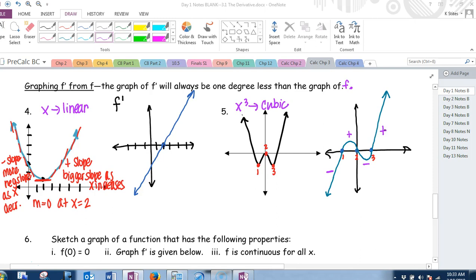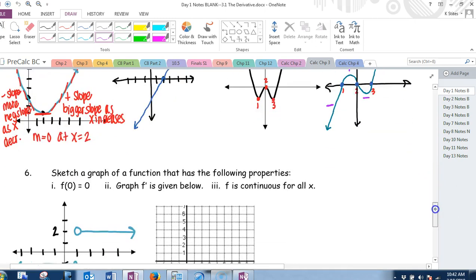Again, we have to match that the degree of f prime, which is this guy, will be 1 degree less than the degree of f. Okay, so we have 2 more.